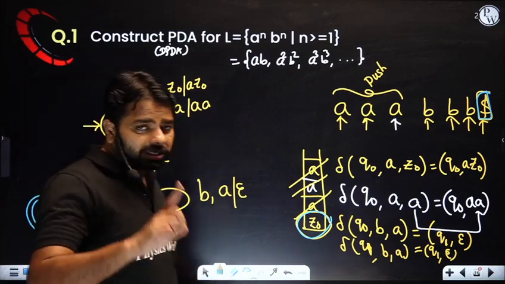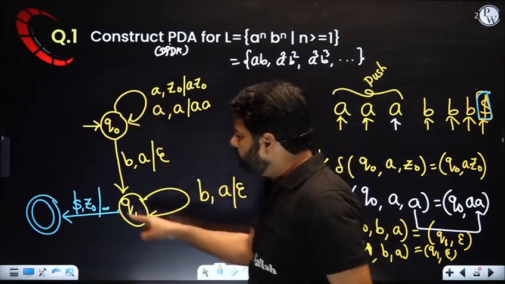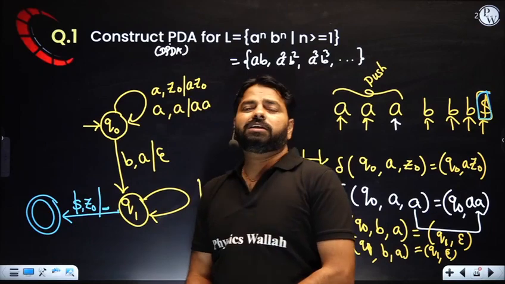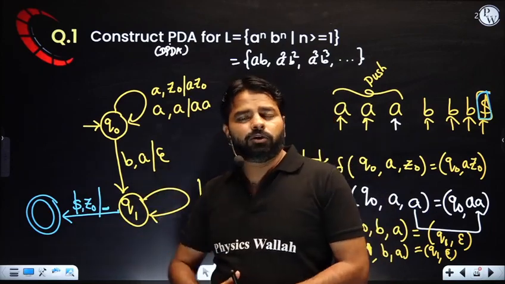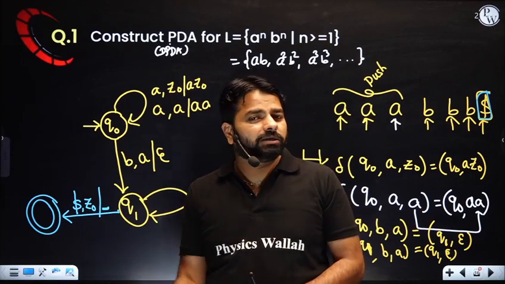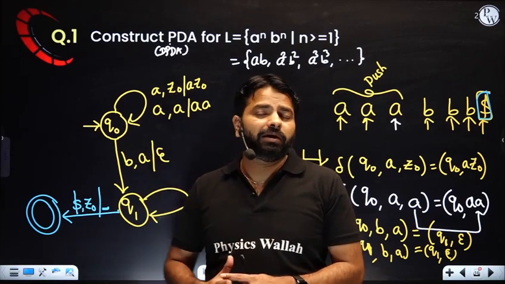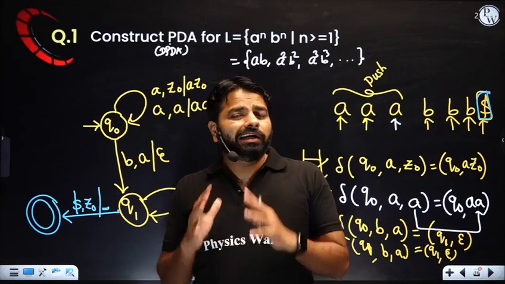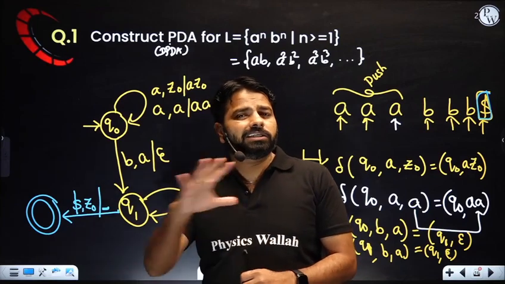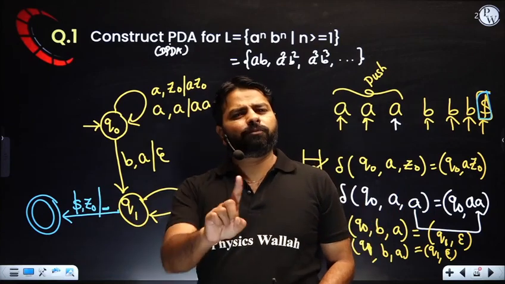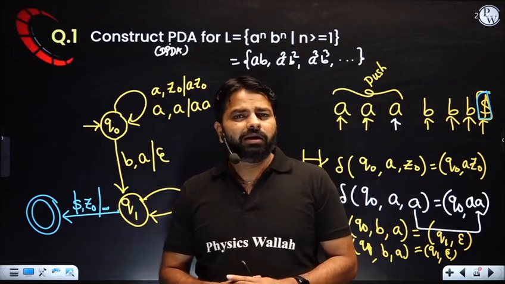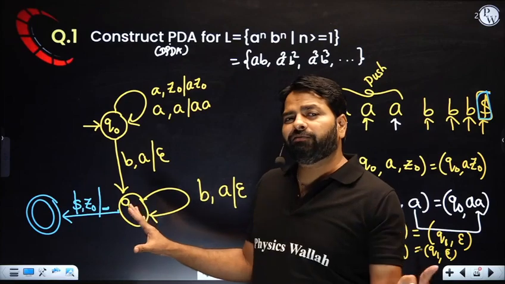Clear? When the string is valid, you will definitely have one path that halts at final. When the string is invalid, you may not have a path here. That's fine. Zero paths is allowed in deterministic and non-deterministic machines as per the pushdown automata definition. So in a deterministic pushdown automata, if the string is invalid, zero paths is also fine. But if you have paths, keep one path. That's the main difference between DFA and DPDA.